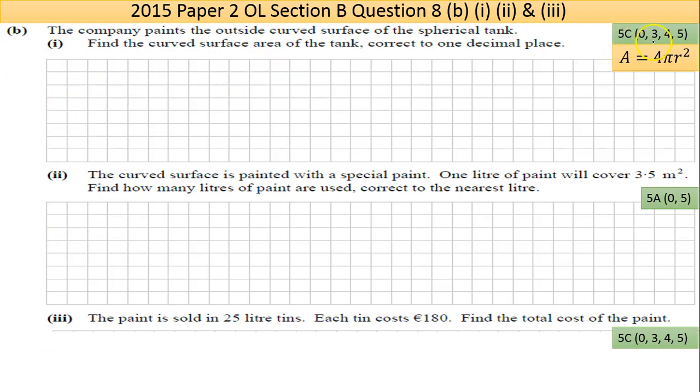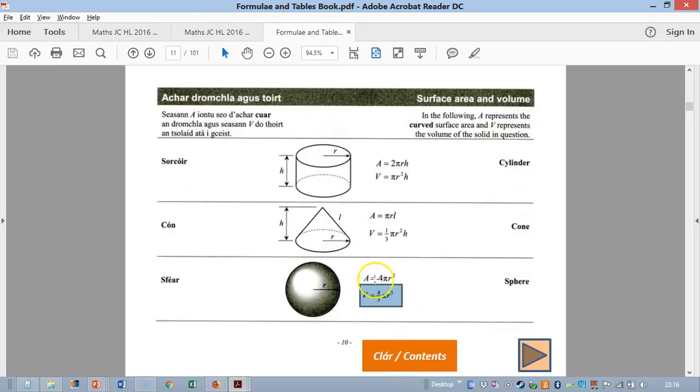So there's a 5C scale here. And the company paints the outside curved surface of the spherical tank. Find the curved surface area of the tank. Now we already saw a second ago that the area of a sphere, now it doesn't say curved surface area, it's in one sense obvious because it's a sphere.